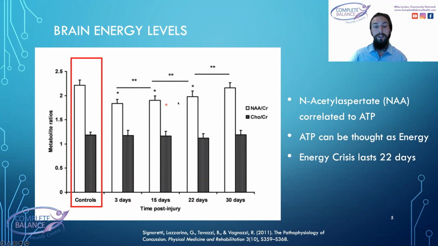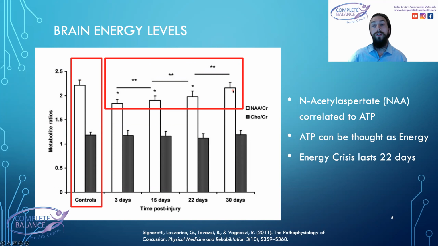15 days, energy is lower. 22 days, energy is still lower. 30 days, we start to get closer to it. We see these are all lower than the control, but we start getting closer at the 30-day mark. So concussion generally is considered that after a month, the brain energy levels are back to normal.